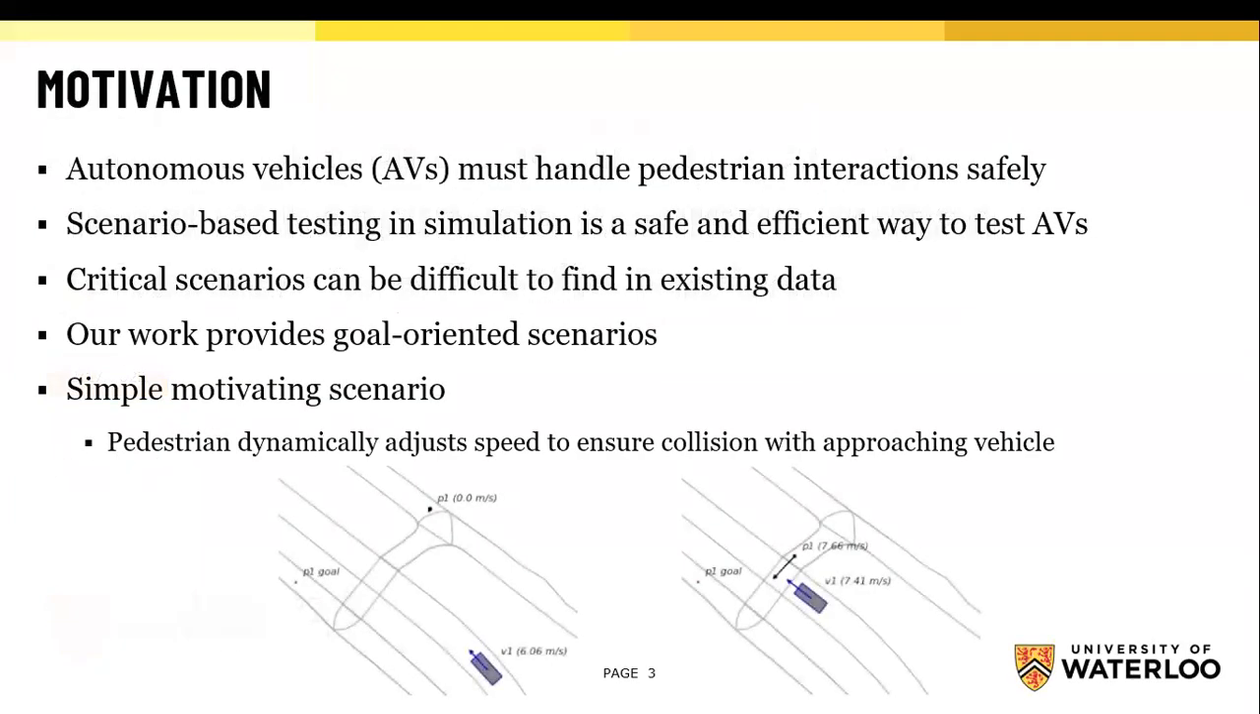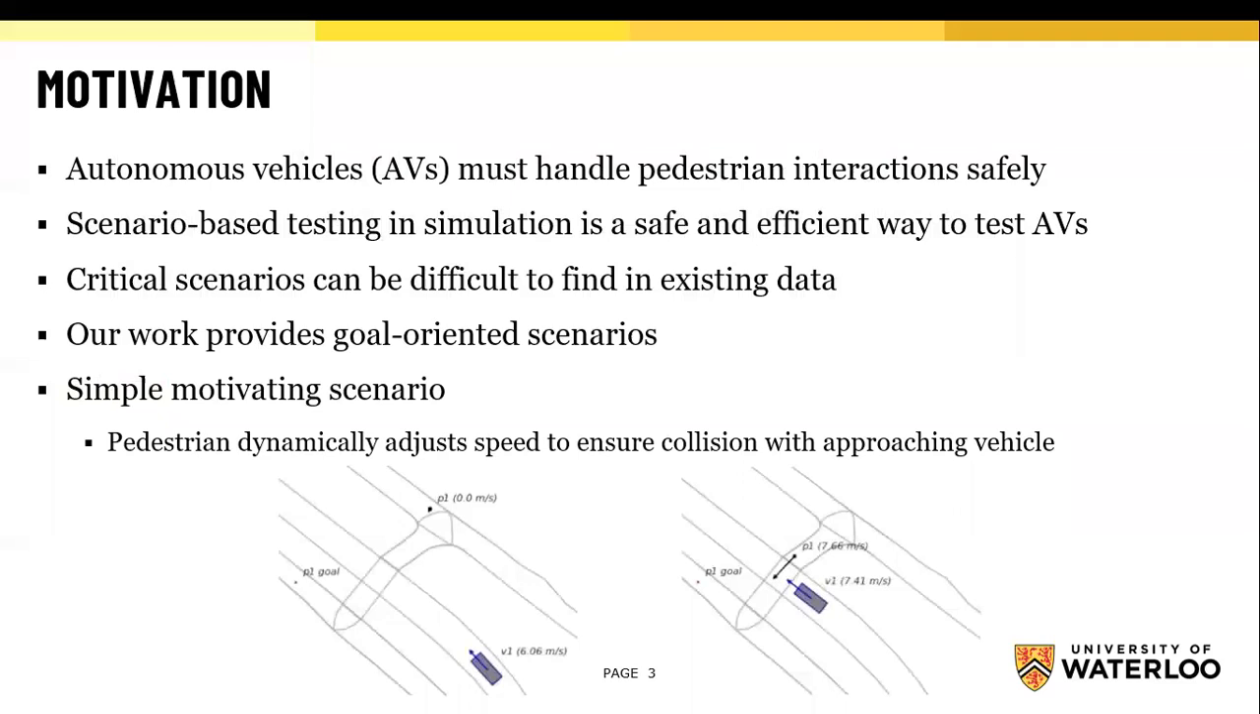Let's get started. The motivation for this work at a high level is to help create safer interactions between autonomous vehicles, or in general, autonomous systems, and pedestrians. As pedestrians are the most vulnerable road user, any misinterpretation of their intentions or their actions could lead to severe or even fatal consequences.